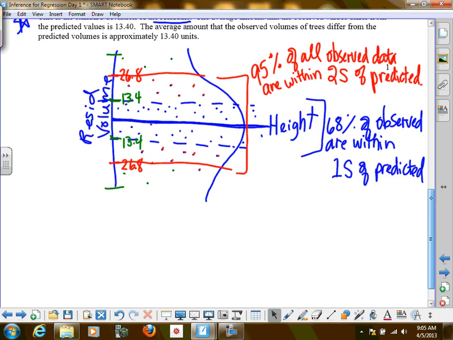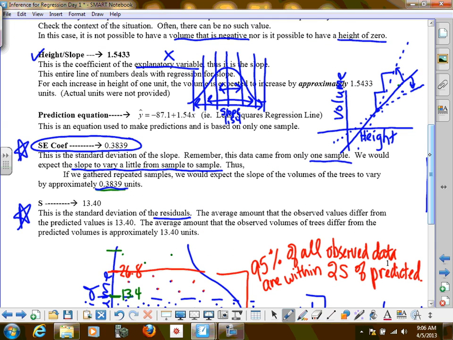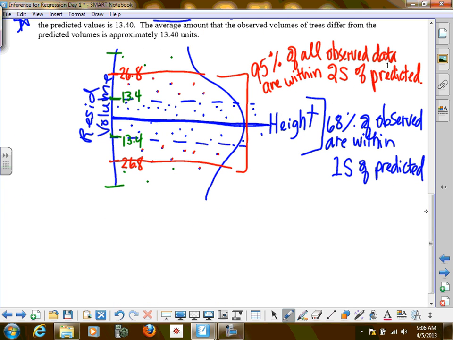So, in summary, the 2 new items that we had to learn today were this variation in slope. Variation in slope is called a standard error coefficient, and we think of it as standard deviation of the slope. And then we also learned that there is variation around this line, and that variation around that line is called the standard deviation of the residuals. Very good. All right, so those are those 2 things that I wanted us to add to this.